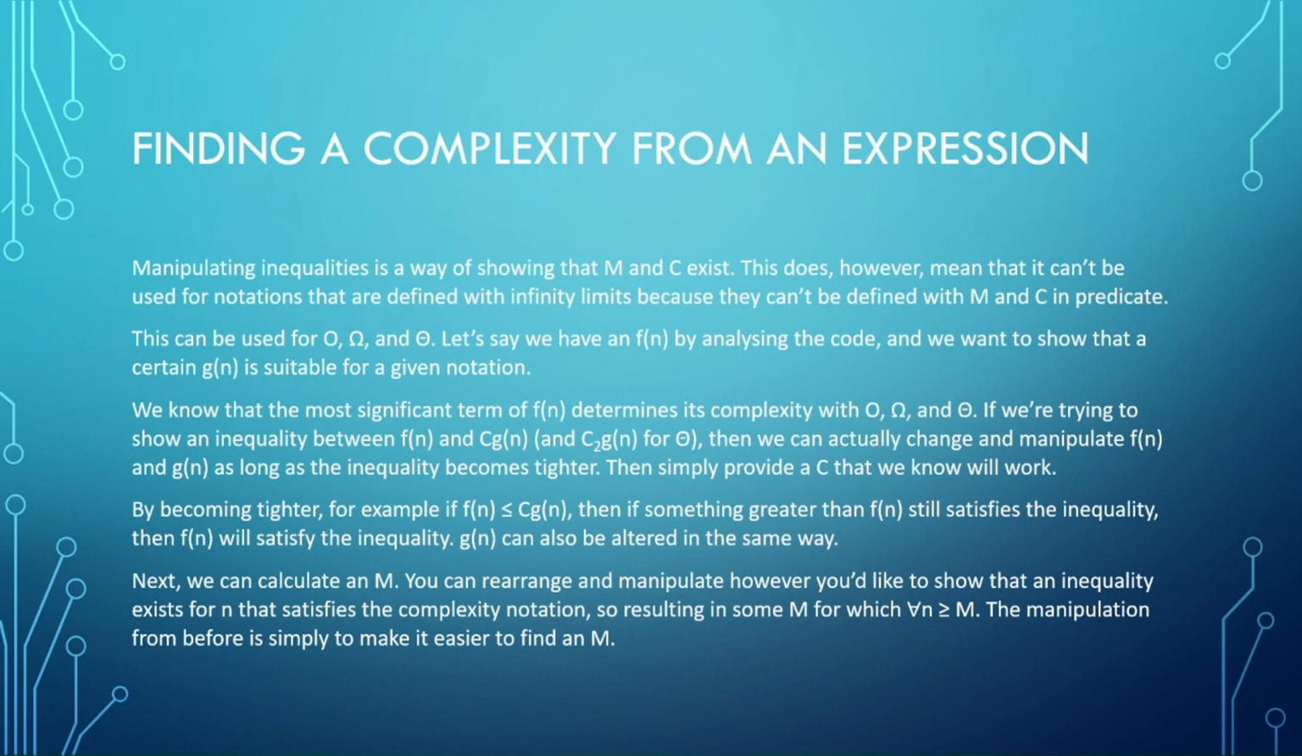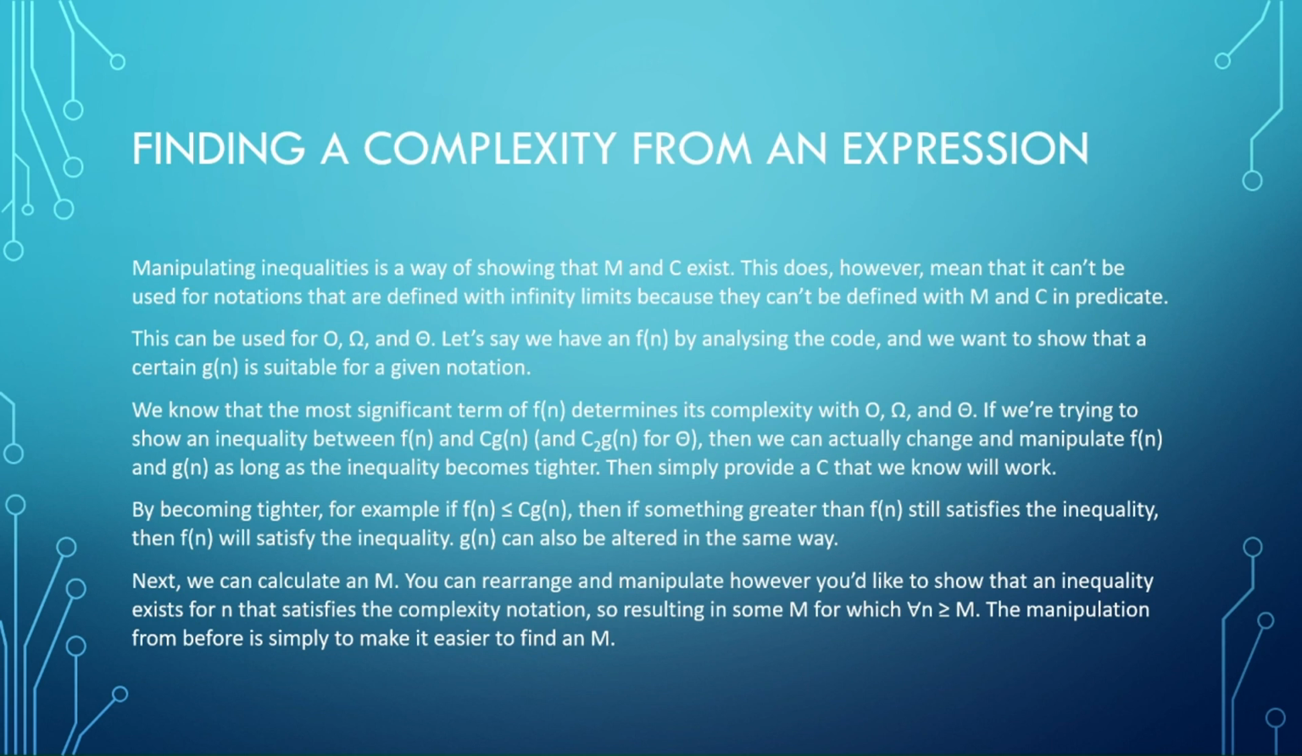So you can rearrange and manipulate the inequality using mathematical rearrangements however you'd like, to show that an inequality exists for n that satisfies whatever complexity notation we're given, resulting in some m for which all n greater than or equal to m satisfy the inequality. The manipulation that we did before, making the inequality tighter, simply makes it easier to find an m.